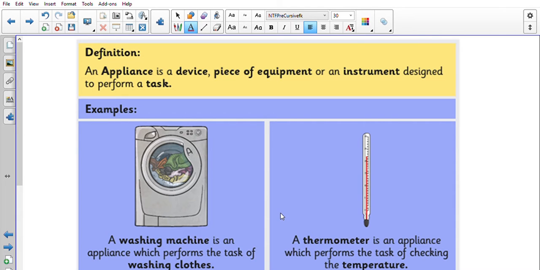Good afternoon, Year 4. So today in our science lesson we are looking at electrical appliances. An appliance is a device, piece of equipment or instrument designed to perform a task. For example, a washing machine is there to perform the task of washing the clothes. Thermometer, its job is to check the temperature. Have a little think for a moment about appliances which you have in your house.